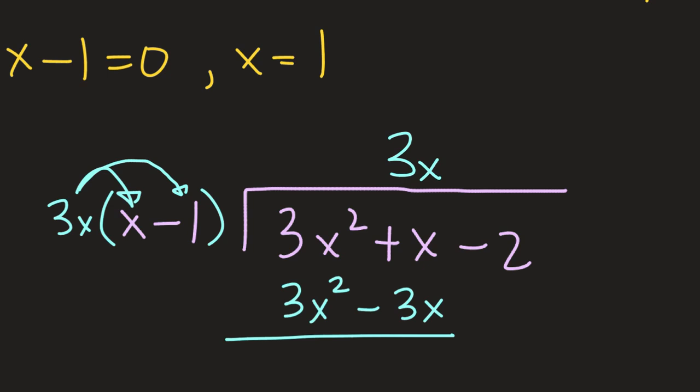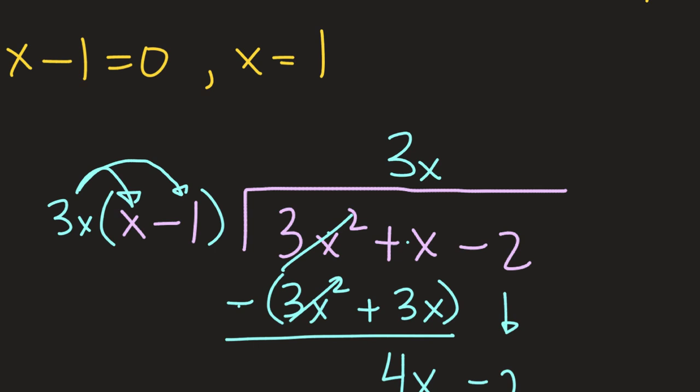Okay, and the procedure is to subtract when we do your long division. We subtract. So 3x squared minus 3x squared, right? That is a 0. But then what is positive x minus negative 3x? Okay, that's a 4x. Minus a minus is a plus. And then we can drop down the minus 2.